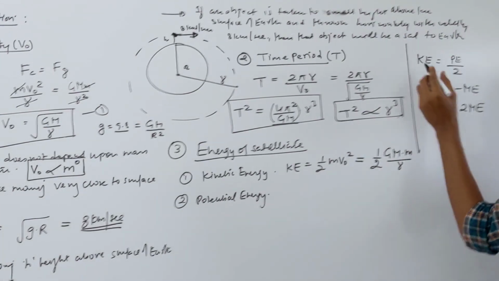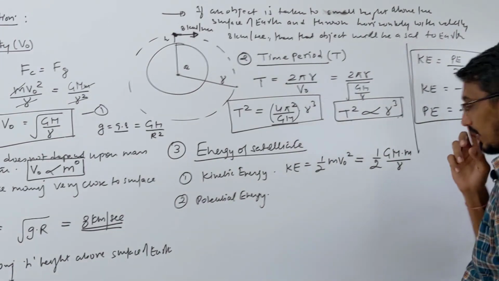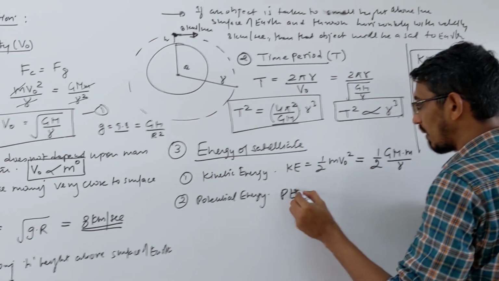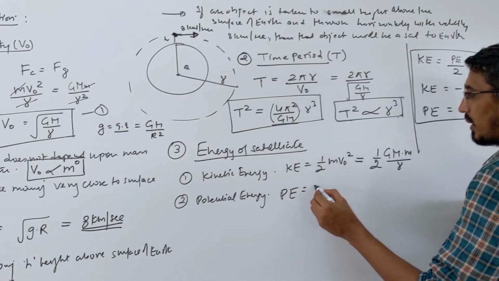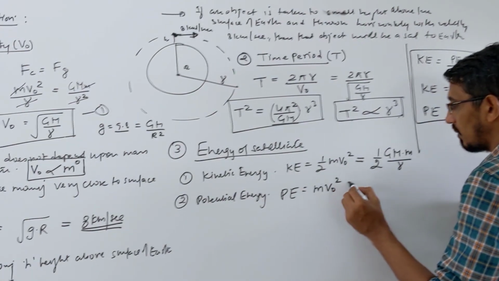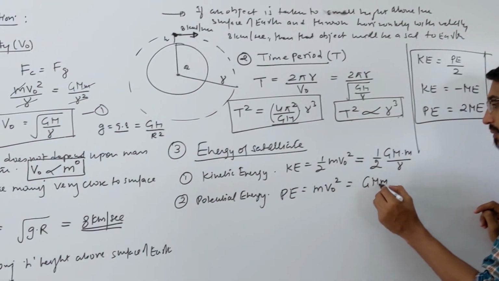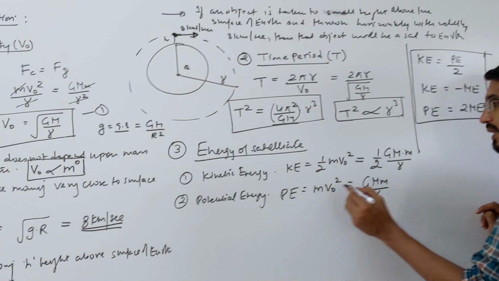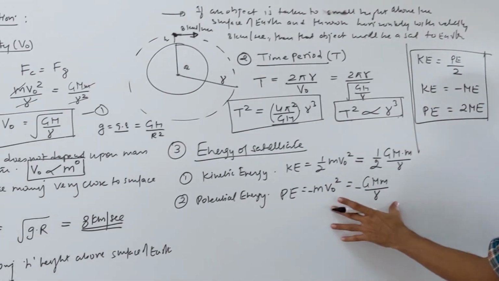So look here, this is a very important relation, okay. If you want to write potential energy in terms of velocity, it is double of the kinetic energy. Potential is double of the kinetic, so you can write m v naught square also. If you want to write in this format, again double of this, that becomes g m by r, and this is always negative. Keep in mind potential, okay? That is positive, this is the potential.